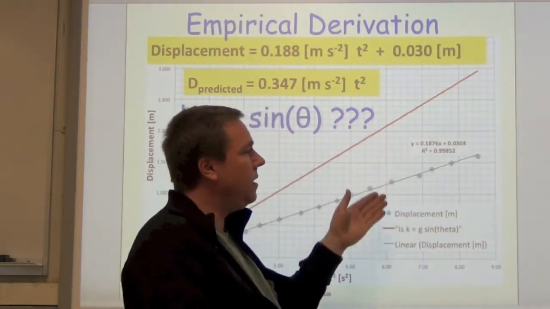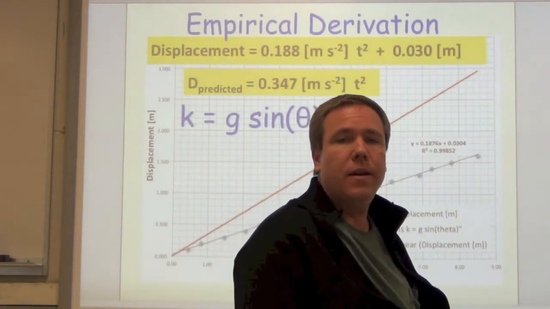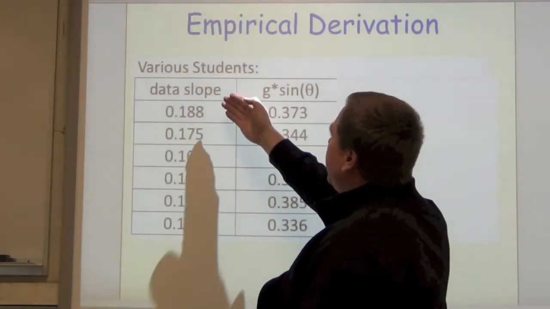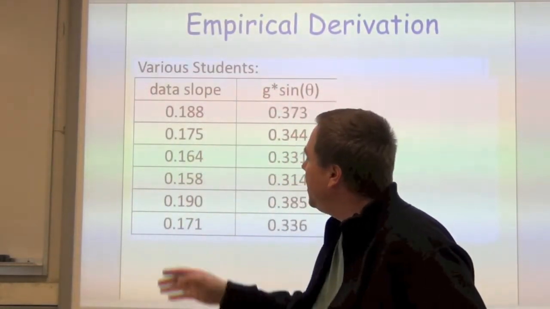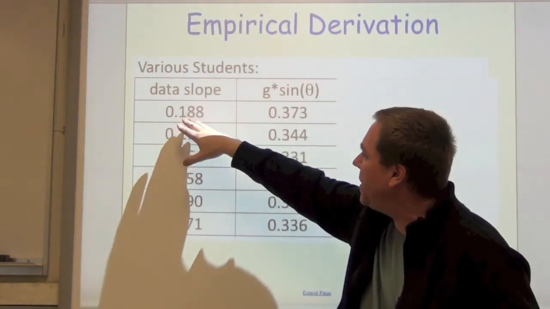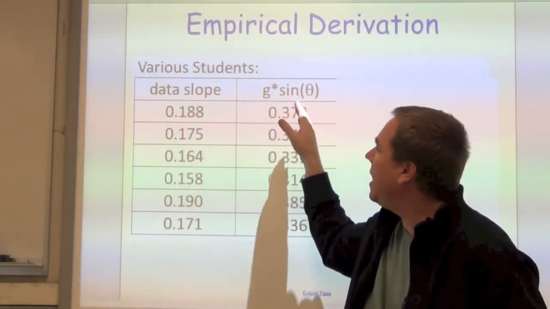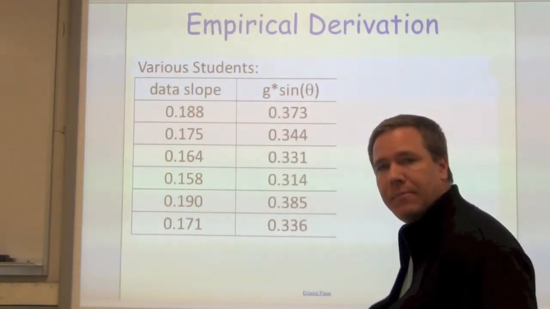This separation in these two slopes, let's just take 6 sample values from students. Here are some sample data slopes, the slope from their data when they plotted d versus t squared, and we've suppressed the units, but here are the numbers for the slope. And then we take g sine theta, and here are those numbers. Do you see any kind of pattern between these two?